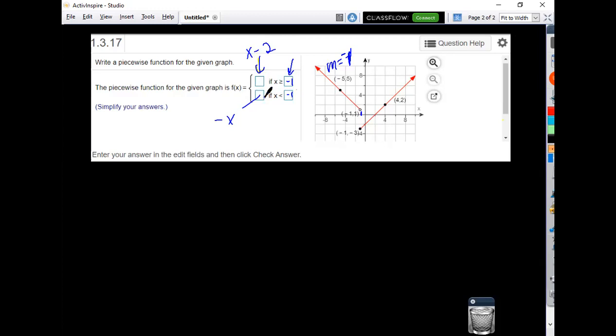Again, the left side is the equation of those lines. The right side is telling what's the boundary, the x value that separates what you do from the left to the right. Now I like to always see this if I'm going to end up getting it right. So x minus 2, -x, and -1. x minus 2, -x, and these were both -1.